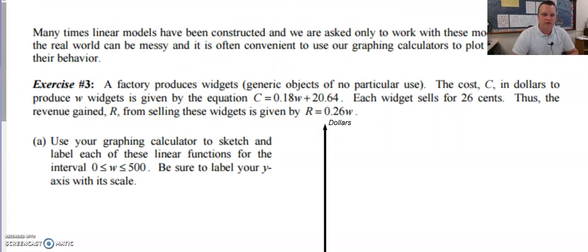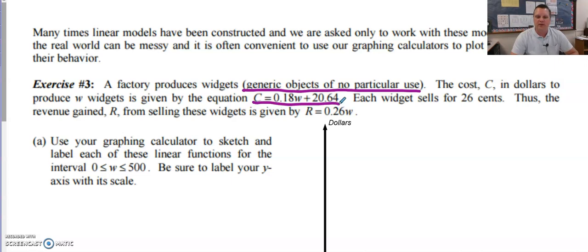So I already took the time and plugged it into my calculator. So if you need to plug it into your calculator, you might have to pause this to plug it in. So in exercise 3, we're talking about widgets. Those are just, like it says right here, generic objects of no particular use. So the cost, C, in dollars to produce W widgets is given by the equation. So again, they're not using the X and Y, they're using C and W. So there's your first cost equation.